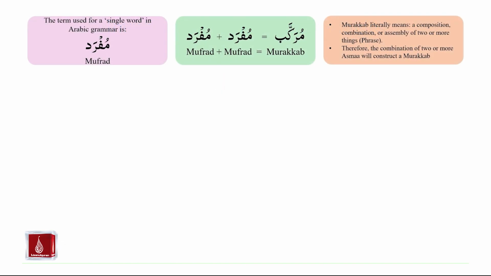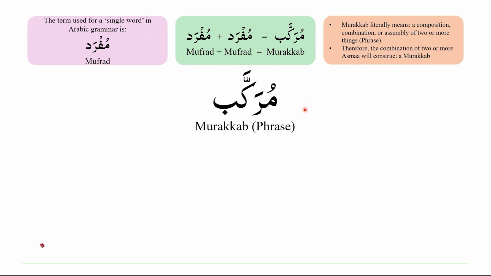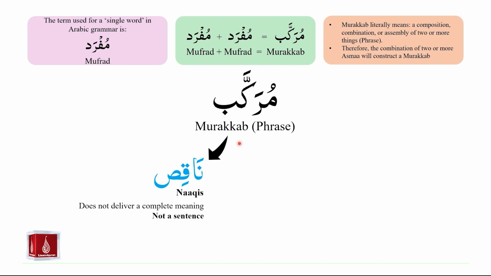To summarize, the term used for a single word in Arabic grammar is mufrad. Mufrad plus mufrad equals murakkab. Murakkab can also be called a phrase, and it is a combination of two or more asma. Looking further at murakkab, a murakkab can either be naqis, in which case it does not deliver a complete meaning. Therefore, if a murakkab is naqis, it is not a sentence.